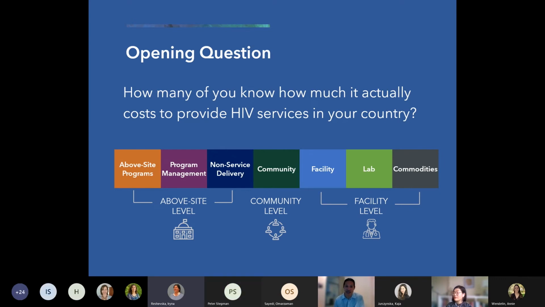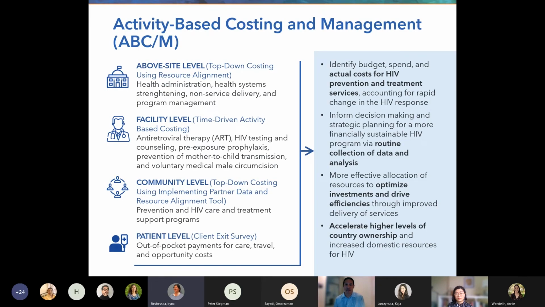In many places, the answer is not well known or is outdated. Also, traditional costing studies simplistically assume homogeneity across patients and providers, or only examine costs for one level of the health system. By using the ABCM approach, we can better understand the true cost of a country's disease program by revealing what resources are used in practice through direct observations and stacking costs at the above site, facility, community, and client levels. HP Plus has applied ABCM in 4 countries: Tanzania, Uganda, Kenya, and Mozambique.